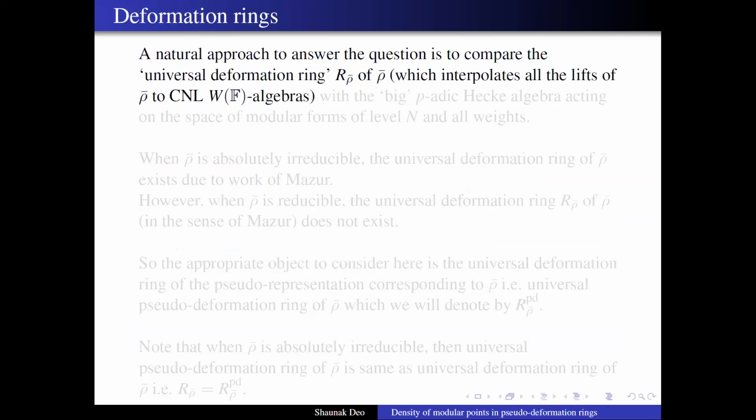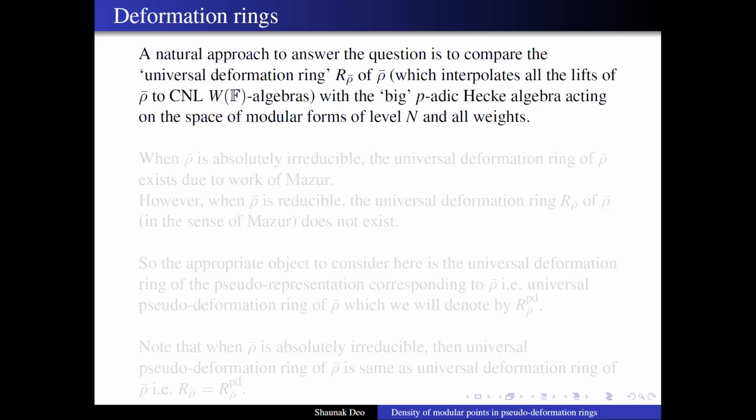One natural approach is that we can compare the universal deformation ring R_rho bar of rho bar. The universal deformation ring will interpolate all lifts of rho bar to CNL W(F)-algebras. CNL means complete Noetherian local W(F)-algebras, so they are just quotients of power series rings over W(F). We compare these with the big p-adic Hecke algebra, which is acting on the space of modular forms of level N and all weights. So R_rho bar is interpolating all the lifts, and the big p-adic Hecke algebra is interpolating lifts arising from modular forms.